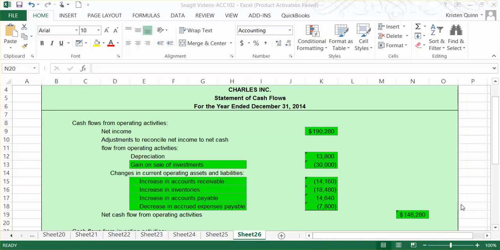In this example, we'll be continuing with problem 16-1A on page 766 in your textbook. In the previous video, we walked through how to complete the operating activity section for this problem. We will now complete the investing and financing activity sections.